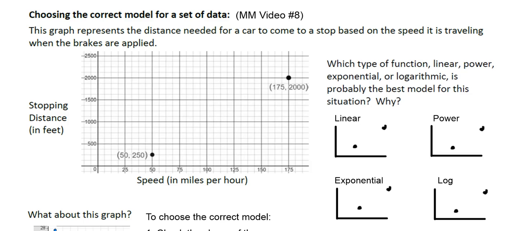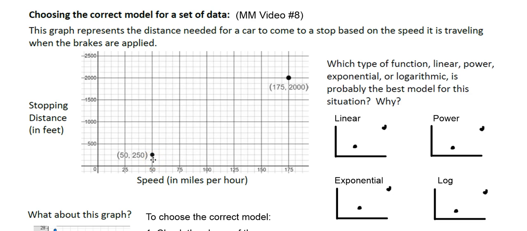How do you choose the correct type of function, the correct model for a set of data? For example, in this situation, this graph represents the distance needed for a car to come to a stop based on the speed it is traveling when the brakes are applied. So here's the speed on the x-axis in miles per hour, the stopping distance in feet on the y-axis. We have 2 points on this graph.